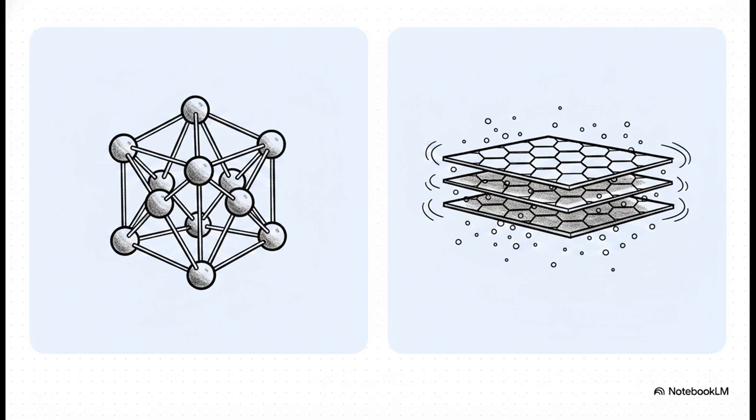But then, look at graphite. Graphite is a totally unique macromolecule. Instead of a rigid 3D grid, it's arranged in these flat, hexagonal layers. The forces between these sheets are incredibly weak, which allows them to just freely and easily slide right over one another. That sliding action is exactly why graphite acts as such a brilliant lubricant.